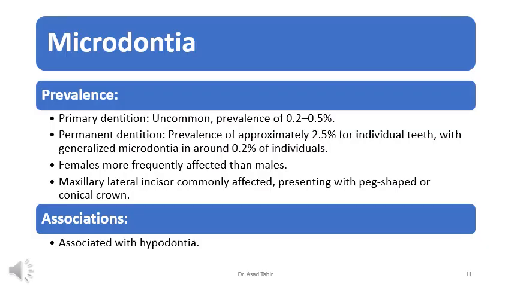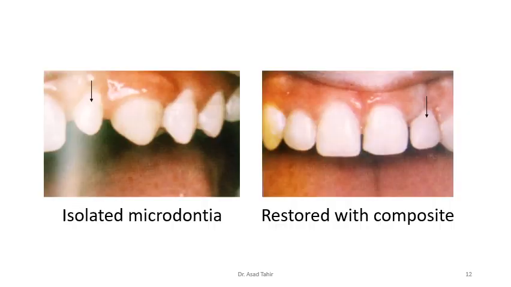Microdontia. Prevalence. Primary dentition, uncommon, prevalence of 0.2 to 0.5%. Permanent dentition, prevalence of approximately 2.5% for individual teeth, with generalized microdontia in around 0.2% of individuals. Females more frequently affected than males. Maxillary lateral incisor commonly affected, presenting with peg-shaped or conical crown. Associations. Associated with hypodontia.